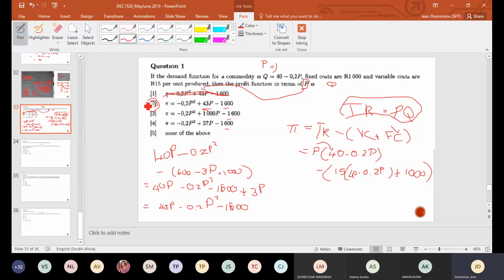Okay, so this one was a bit more difficult than the normal way, and you need to nearly understand how to work out variable cost, the fixed cost, how it fits into your total cost, total revenue, the P times the Q. Okay, so that was quite an interesting one.